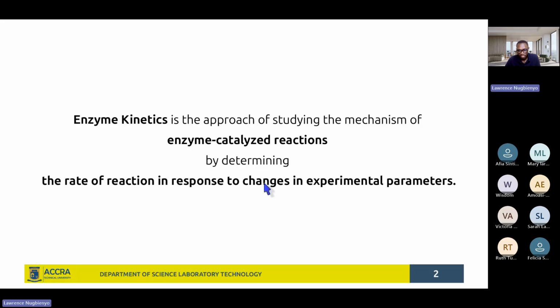Now, in enzyme kinetic studies, what you do is that you want to see how changes in these parameters affect the rate of a reaction that is an enzyme catalyzed reaction. So that is an enzymatic reaction. You have an enzyme which is catalyzing a reaction, and you are changing these parameters to see how they influence the rate of the reaction. Of course, when you do that, you keep other parameters constant.